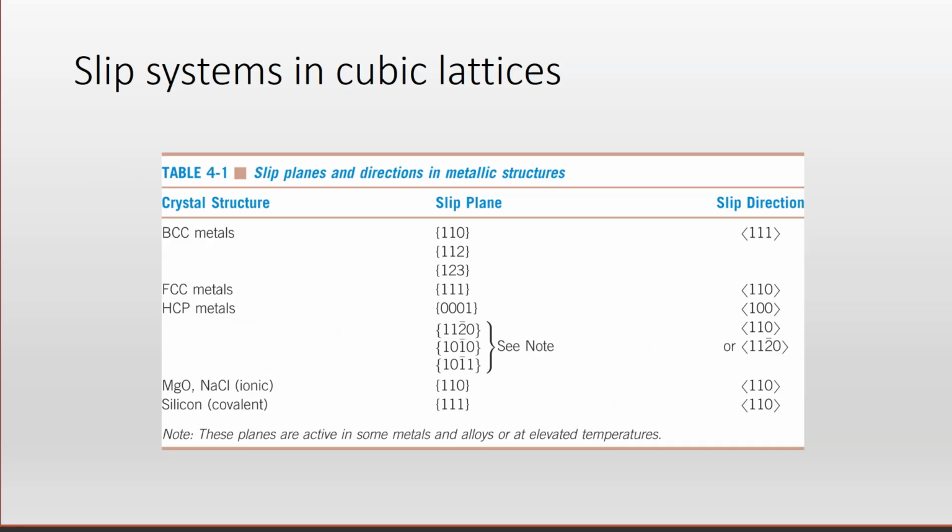Here we see slip planes and directions in metallic structures. In BCC metals, we've got a set of slip planes here, and these are the slip directions. FCC, HCP, there's a note here. It says some of these are only available at elevated temperatures, and we see here for inorganic compounds being shown here, and also for the silicon covalent structure.